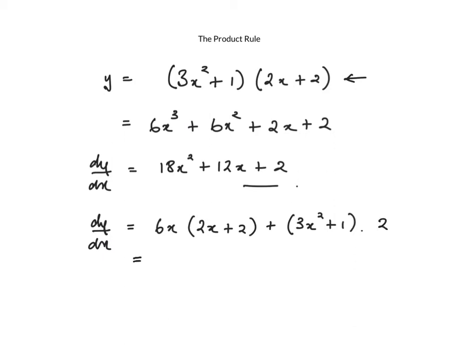I'm going to expand the brackets and simplify, so that gives me 12x squared plus 12x plus 2 times 3, that's 6x squared plus 2. 18x squared plus 12x plus 2. Exactly the same as what we had above.